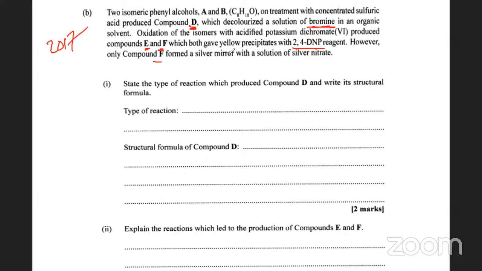This is where you need to know all your reagents and the different reactions so you know how to apply them. All right? So once you have an alcohol and you treat it with concentrated sulfuric acid, you're dehydrating the alcohol. So that's the first thing. So right here, on treatment with sulfuric acid, we are dehydrating the alcohol. That means compound D is an alkene, okay? So they said A and B are alcohol. You react it with sulfuric acid, you're dehydrating the alcohol, which means you have an alkene.